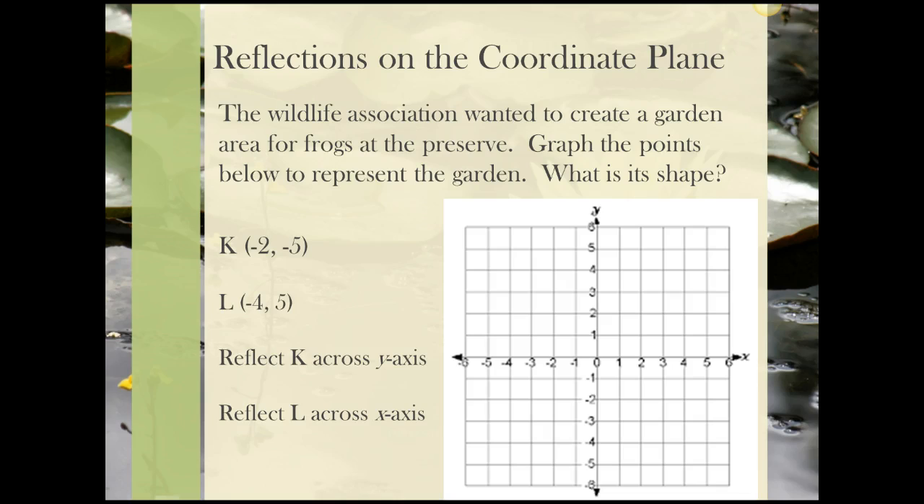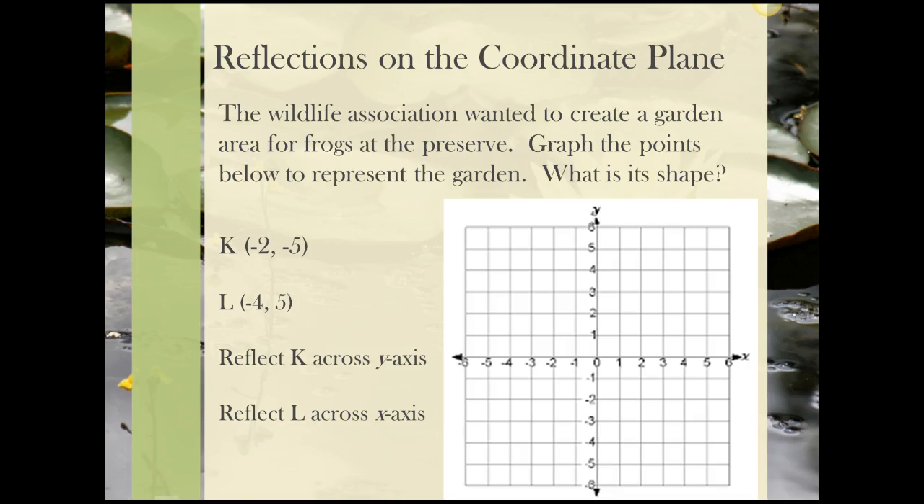Let's do our final problem. The Wildlife Association wanted to create a garden area for frogs at the preserve. Graph the points below to represent the garden. What is its shape? Including the reflections, it looks like we have 4 points here, so I would guess that would be some type of square or rectangular shape, but let's see what happens.